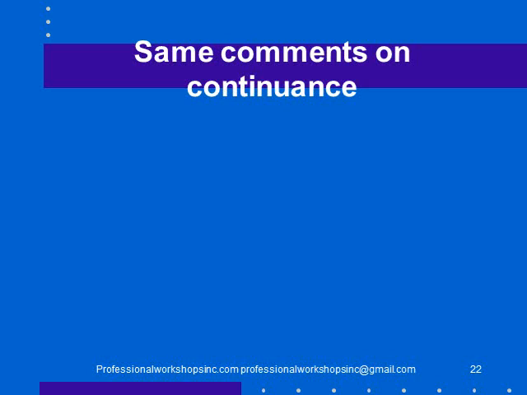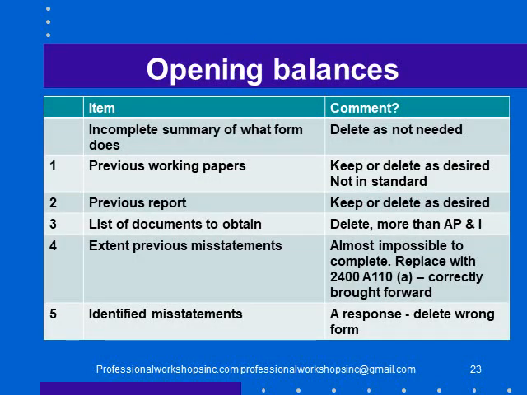Same comments on the continuance form. Opening balance form. Again, we have an incomplete summary of what the form does, and I would delete that as not needed. Talked about looking at the previous accountant's working papers, keep or delete as required. It's not in the standard. Previous report, keep or delete as desired. List of documents to obtain. Now I would delete that.